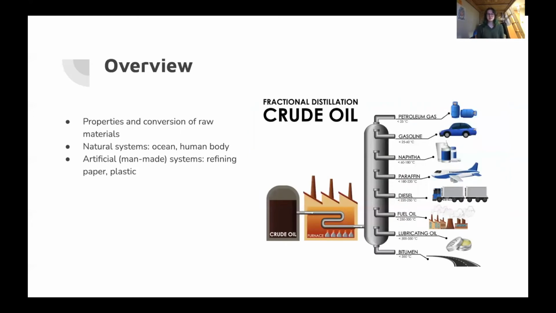For an overview of chemical engineering, chemical engineers primarily focus on the properties and conversion of raw materials, particularly through chemical reactions. This can occur in two ways, one of which is natural systems, which is chemical reactions that occur in the ocean or the human body, or other related things, and artificial systems, which is related to manufacturing and industry. So chemical engineers would deal with the process of refining materials, which could then turn into useful things like paper and plastic and soap and other things like that. This picture here demonstrates the refining process of crude oil and all of the things it can become. I'm going to hand it over to Megan now.